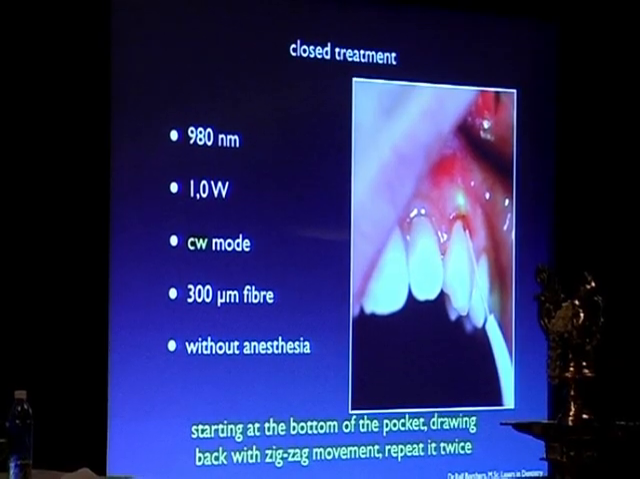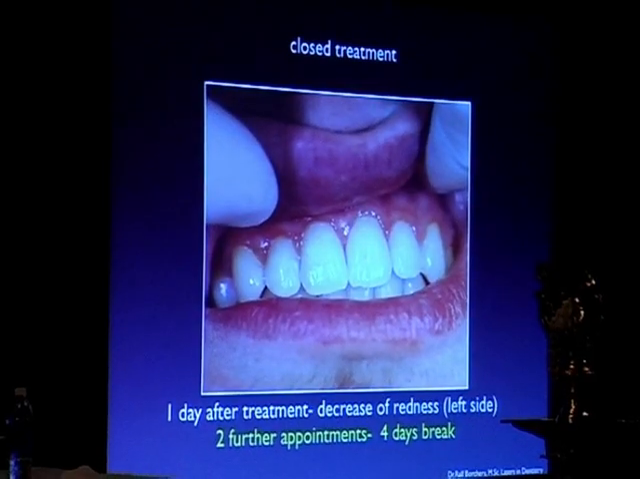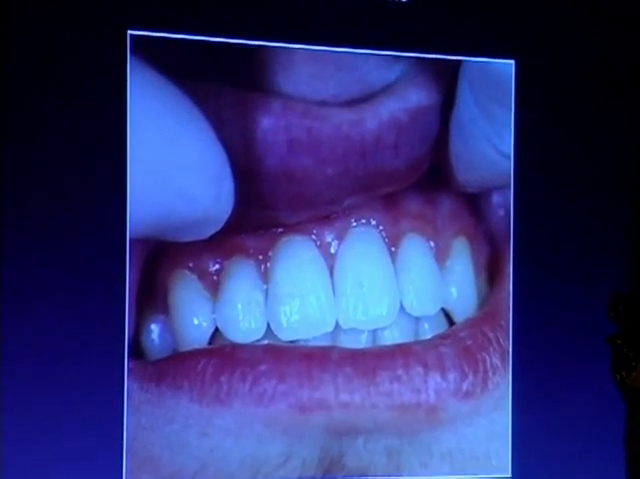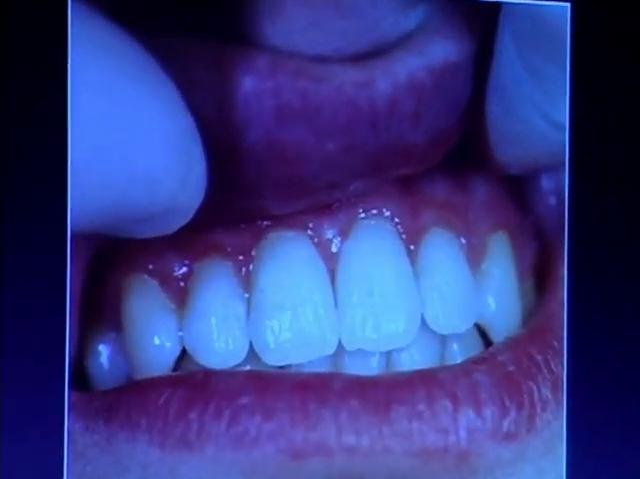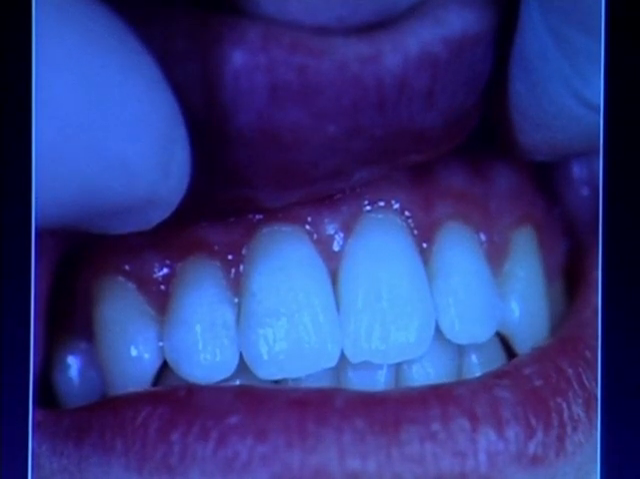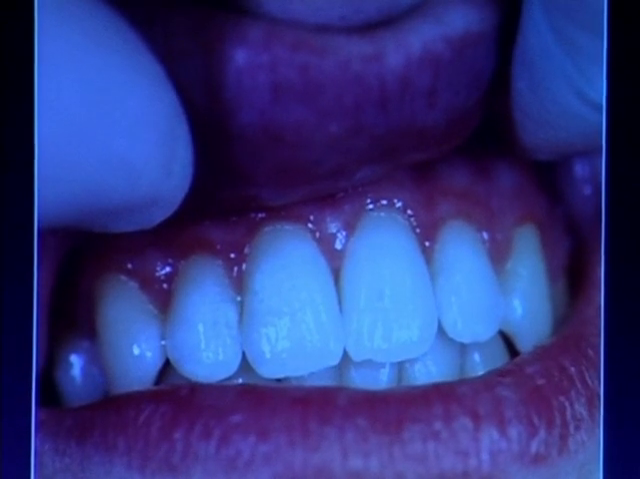You can do that without any anesthesia because it will not harm. When the patient complains, you have moved the fiber too slow. Then you have to move faster. Then there will be no complaints from the patient. This is 1 day after treatment. There's a decrease of redness, and I would do 2 further appointments with 4 days break, and then the redness will be gone.